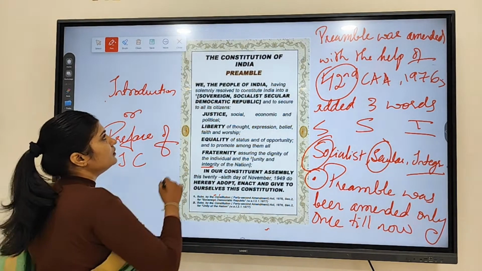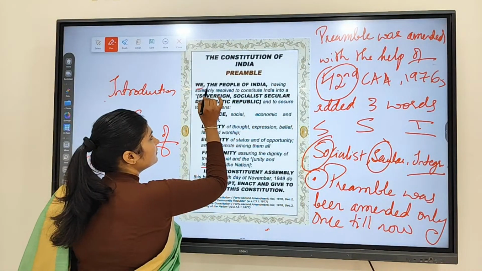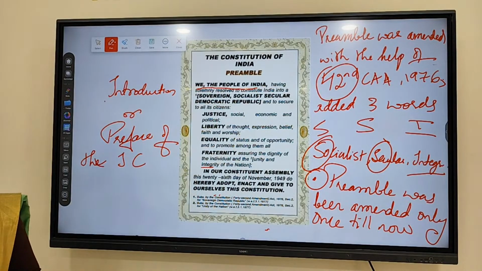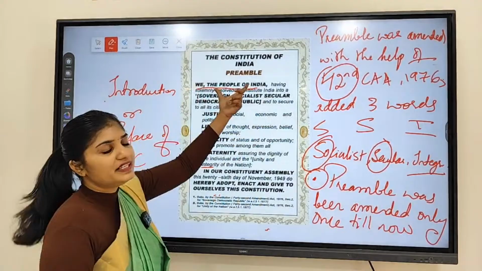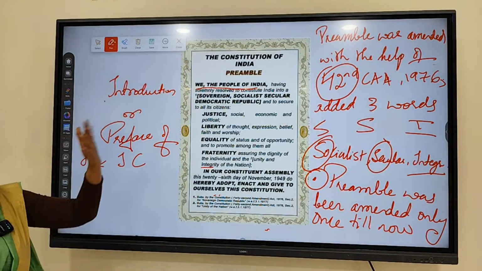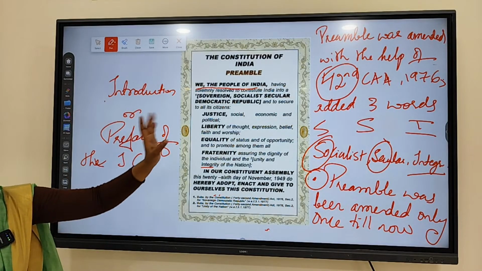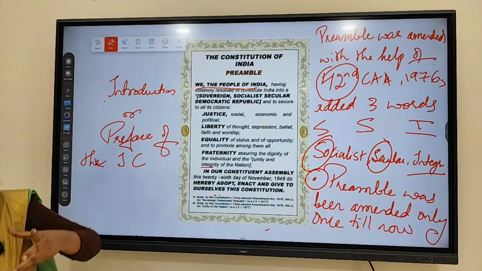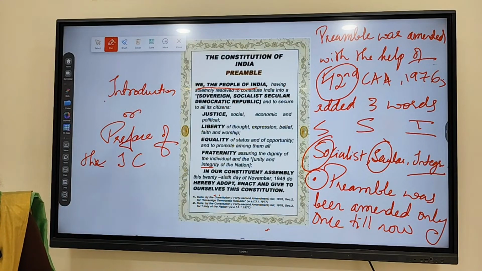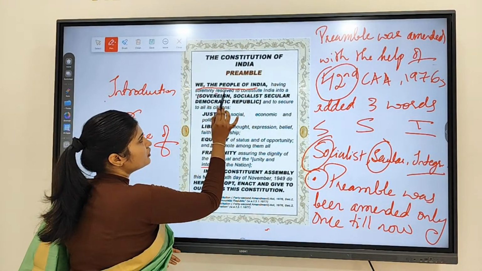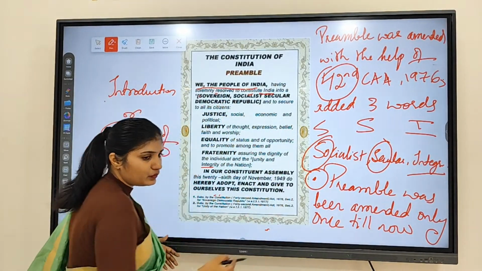First one, what does it tell? We the people of India. See how much importance they are giving to the people of India here. They have not mentioned that I am the president of India or the prime minister of India. Who has more rights there? People of India, the public. We the people of India having solemnly resolved to constitute India into.